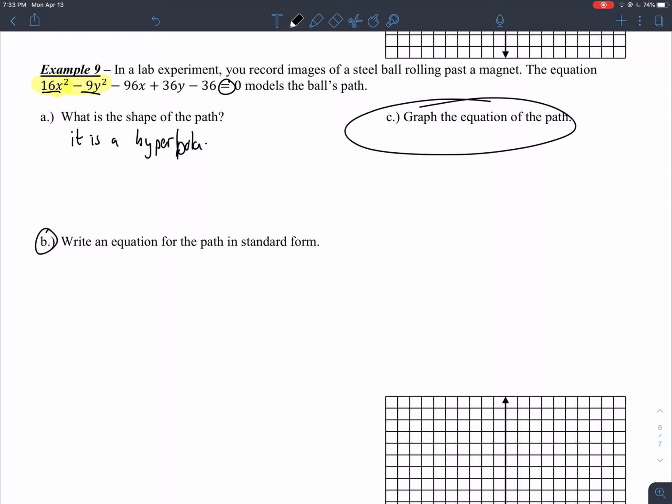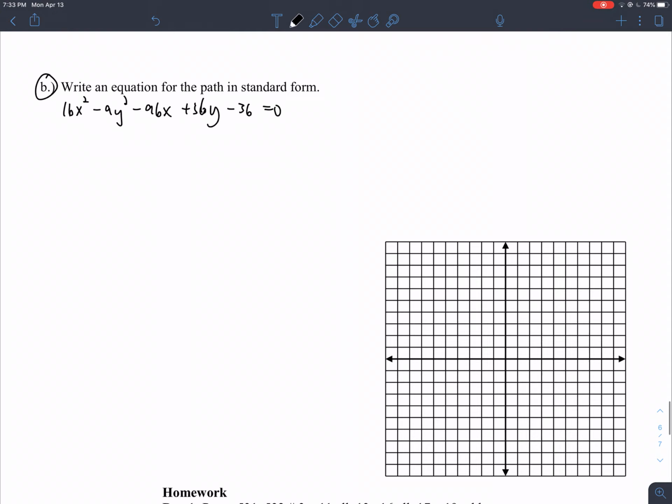So here's the equation: 16x squared minus 9y squared minus 96x plus 36y minus 36 equals 0. That's a lot of stuff. So what do we do? Arrange terms, put the x's together, put the y's together, and take the number over to the other side. And now start completing the square.